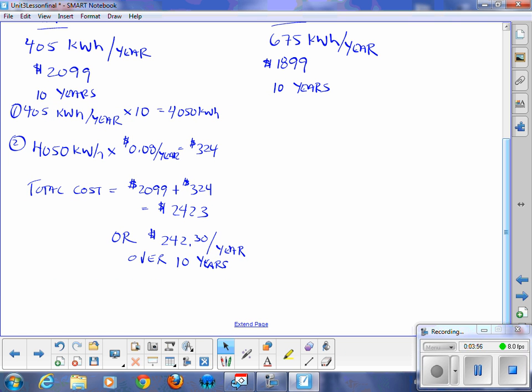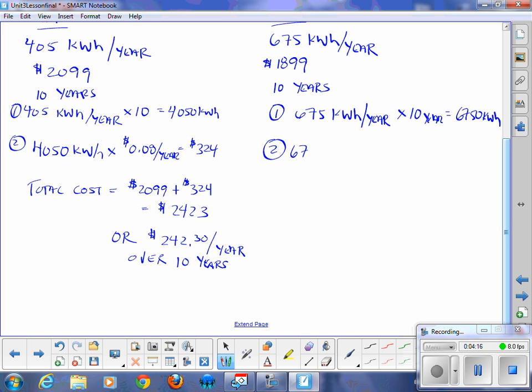So let's look at the second appliance and do the analysis there. Step 1, take the 675 kilowatt hours each year and multiply it by 10 years. That means this appliance will consume 6,750 kilowatt hours. Step 2 is to take that amount and multiply it by the 8 cents.